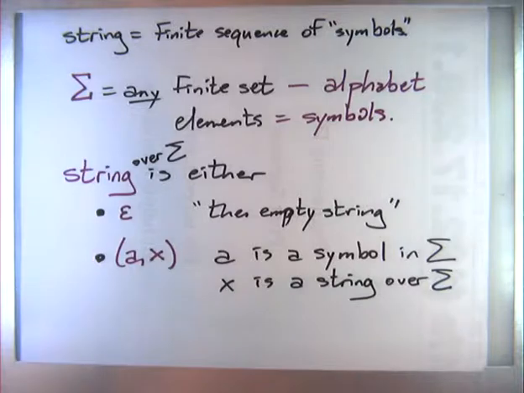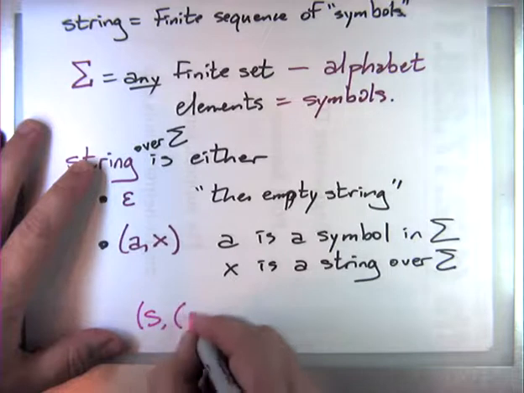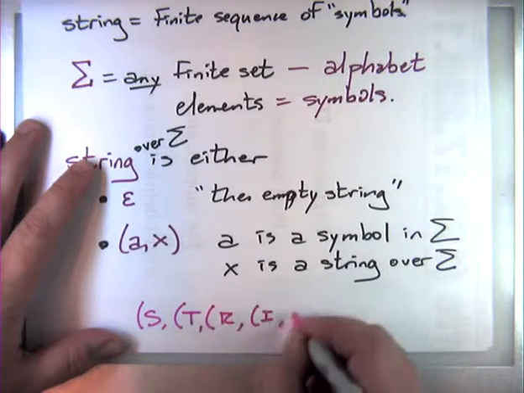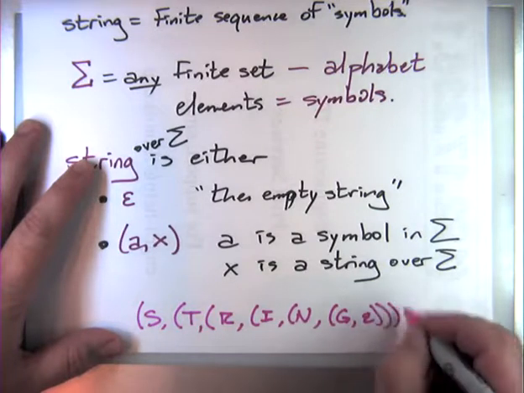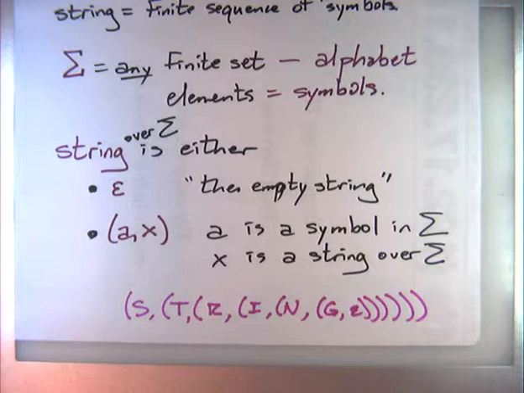Okay? So a good example of a string is this. It's an ordered pair whose first element is the letter S and whose second element is a string, whose first element is the letter T and whose second element is a string, blah, blah, blah, blah, whose first element is the letter G and whose second element is the empty string.